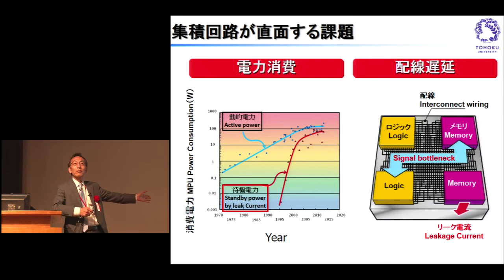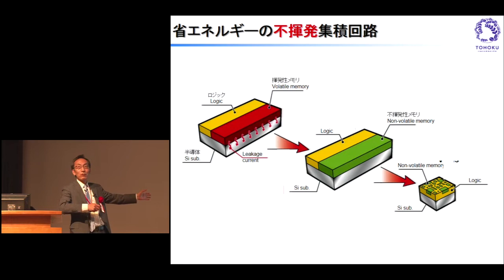How to do it? We have to use non-volatile functions. Volatile means that as soon as the power is lost, the memory is also lost. Non-volatile means that when the power is off, still the memory is retained. The memories we use most of the time now are volatile memory. Now we use volatile memory, so we cannot turn it off. If we turn this to a non-volatile memory, we can turn it off.